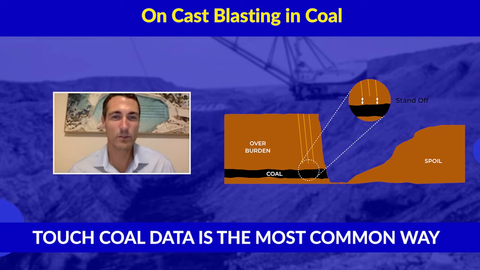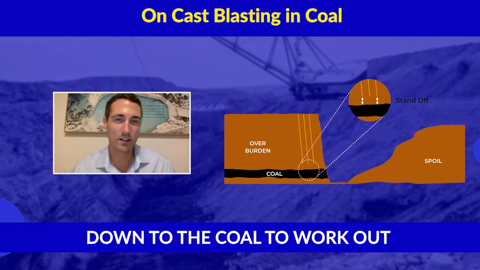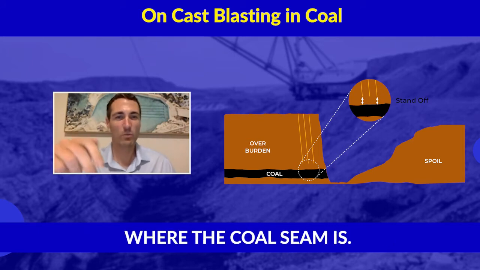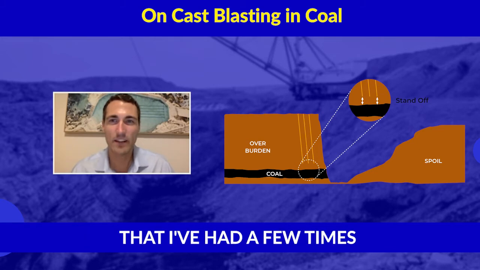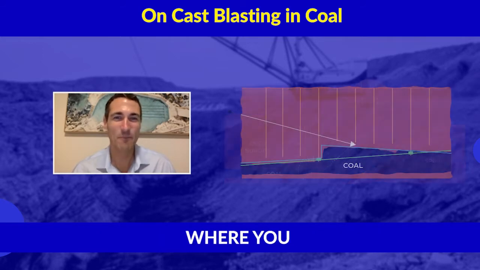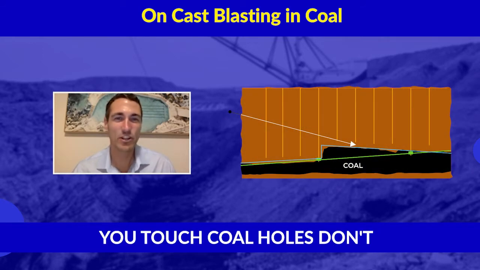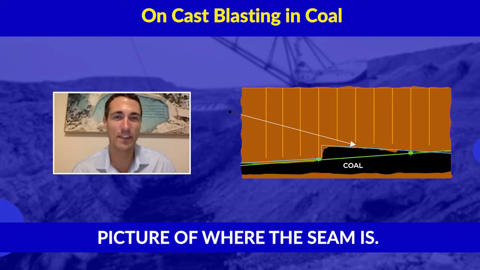Touch coal data is probably the most common way, where you drill every fifth hole down to the coal to work out where the coal seam is. The problem is, and this is a case that I've had a few times, so definitely keen to hear in the chat if anyone else has cases like this, where your touch coal holes don't give you an accurate picture of where the seam is.